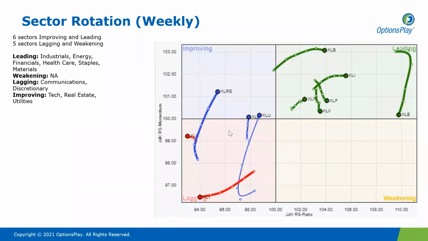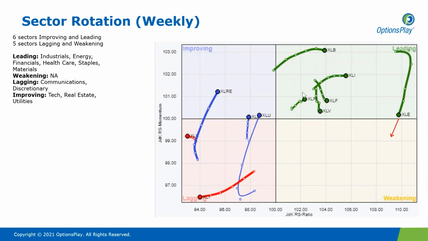Okay, taking a look at the sector rotational chart, we are seeing a good bit of rotation here in the last couple of weeks. Again, energy provided a lot of leadership throughout the year, but is losing that relative momentum, heading towards the weakening category as oil prices start to consolidate a little bit more.